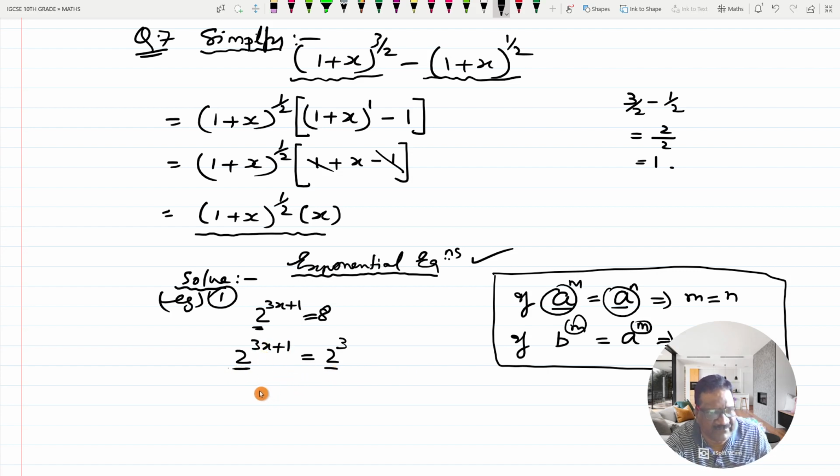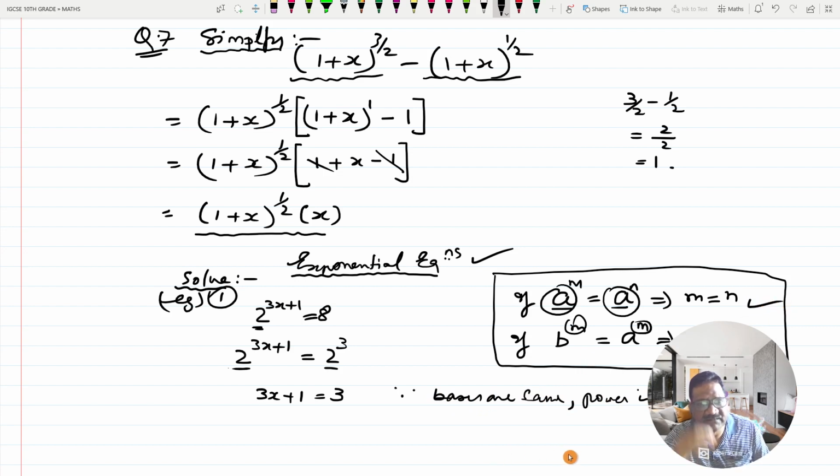Therefore, you can equate the indices. That is 3x plus 1 equal to 3. You can always do that, because when bases are same, power is also same, right? This is what I have used. So 3x plus 1 equal to 3.